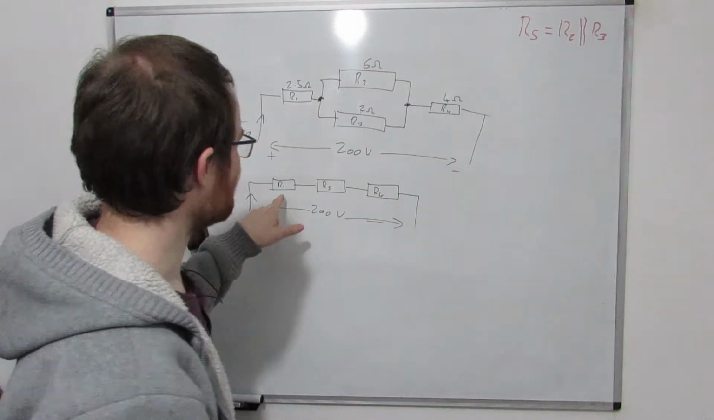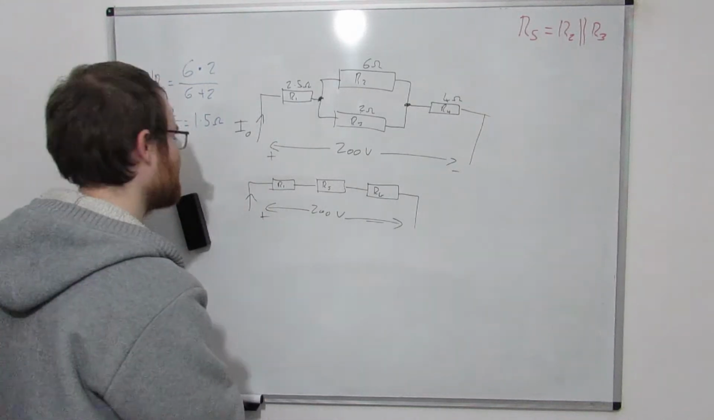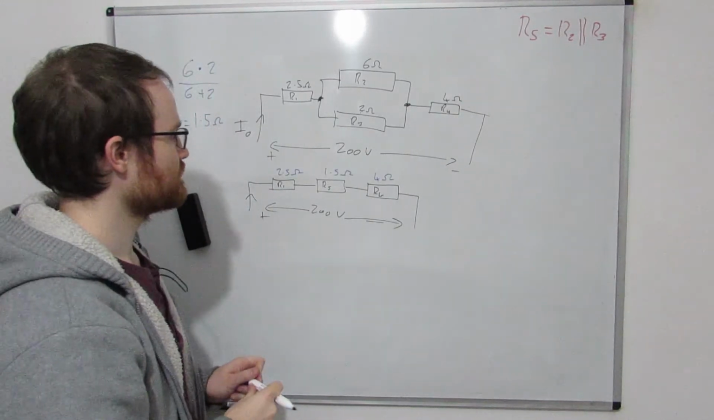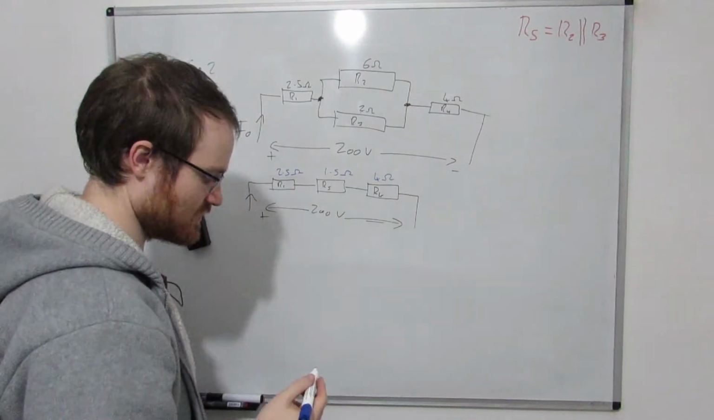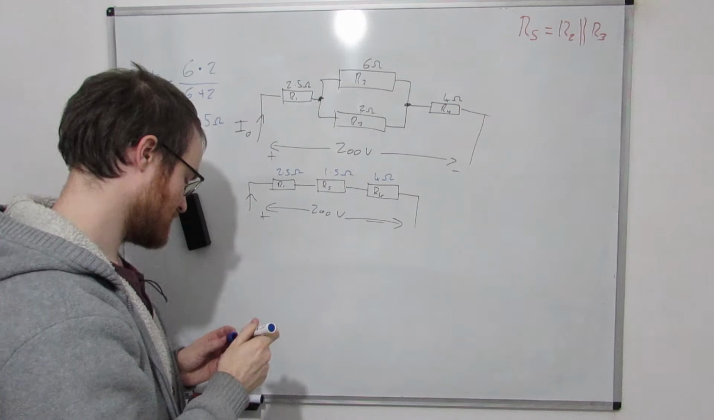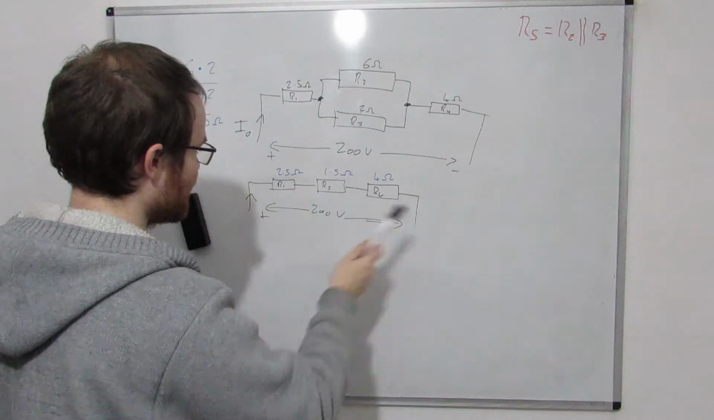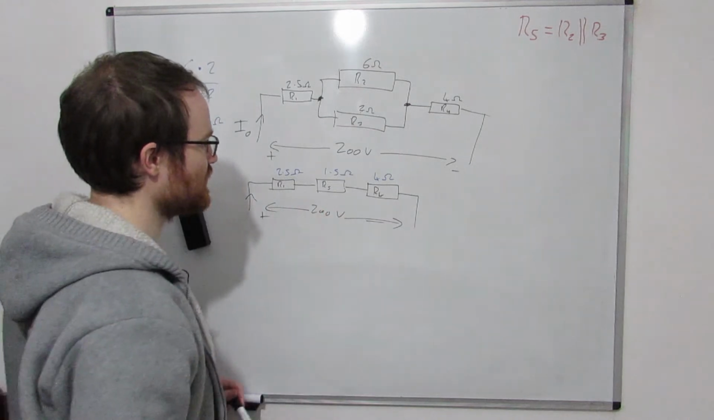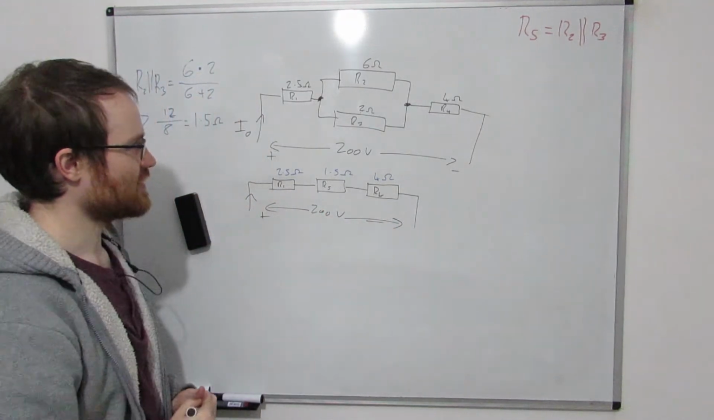So, we've now got the series combination of R1, which is 2.5, and that will be our total resistance. So, if we want to find this current, we just add these three together. So we've got 2.5 plus 1.5, which is 4, plus 4, which is 8. So we've got 200 volts divided by 8.